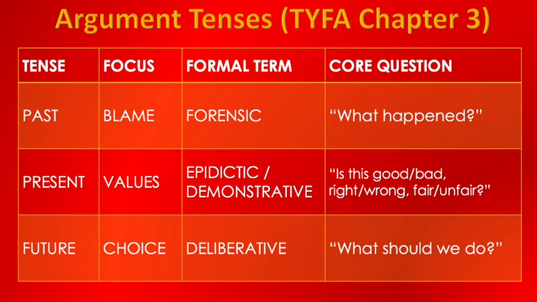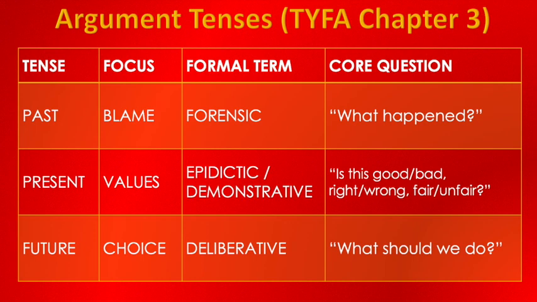An example of this would be when you're in an argument with someone and you're like, you said this, no, you said this, or I did the dishes last, it's your turn to do them, no, you did it. You're arguing in the past tense. The formal term for that is forensic, and so you've probably heard the term forensic scientist, and the whole idea of forensic is trying to figure out what happened in the past based on the evidence available now.